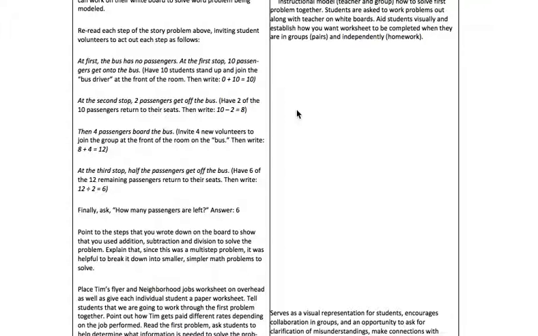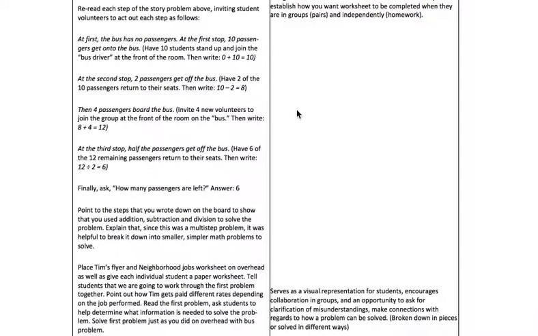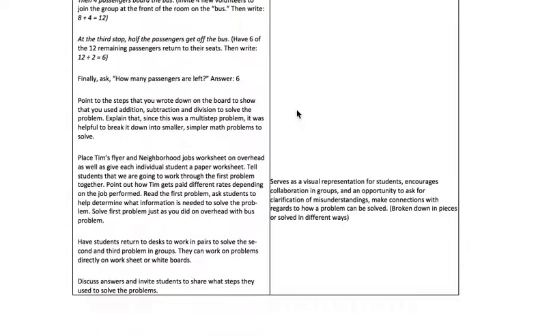At the third stop, half the passengers get off the bus. Have 6 of the 12 remaining passengers return to their seats, and then write 12 divided by 2 equals 6. Then finally, I will ask how many passengers are left, and the answer, of course, is 6. I'm going to point to the steps we wrote down on the board to show that they did use addition, subtraction, and division to solve this mathematical problem, and explain that since this was a multi-step problem, it was helpful to break it down into smaller, simpler math problems in order to solve it.